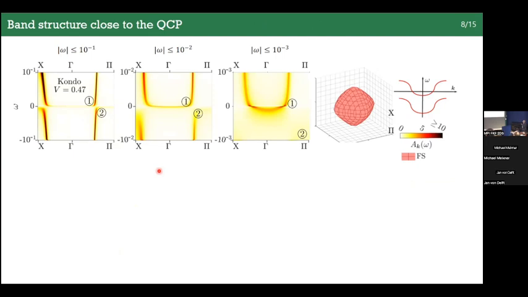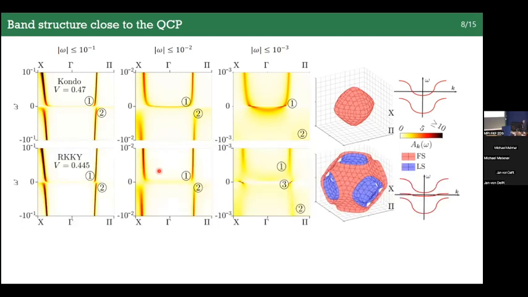So what you see is essentially 2 bands. It's hybridization of the F and the C bands. And as you zoom in, you can see that it basically looks like this. I'm just zooming in more and more closely, and the numbers 1 and 2 just label these 2 bands. This is the Kondo phase.